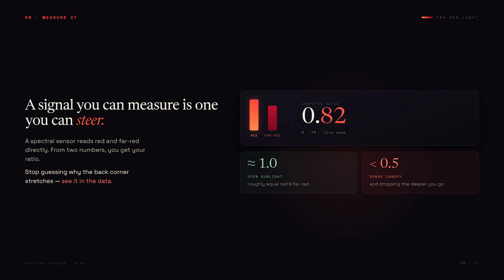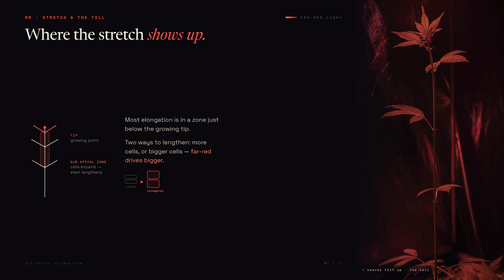What actually happens inside the stem? The visible result is elongation, and most of it happens in a zone just below the growing tip. Now, there are two ways a stem can get longer.